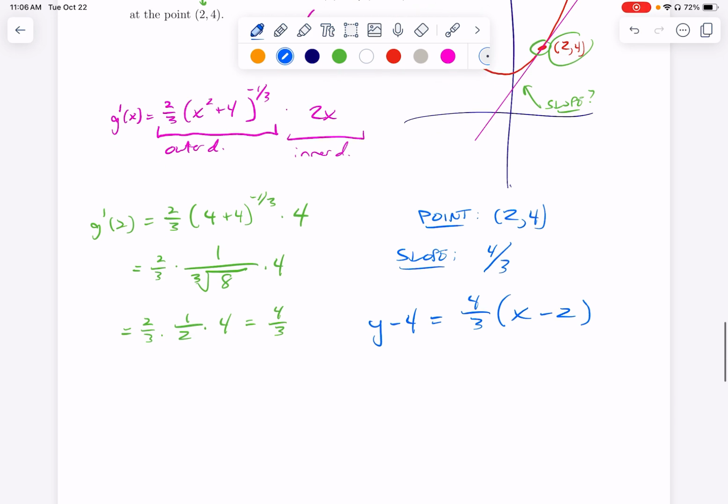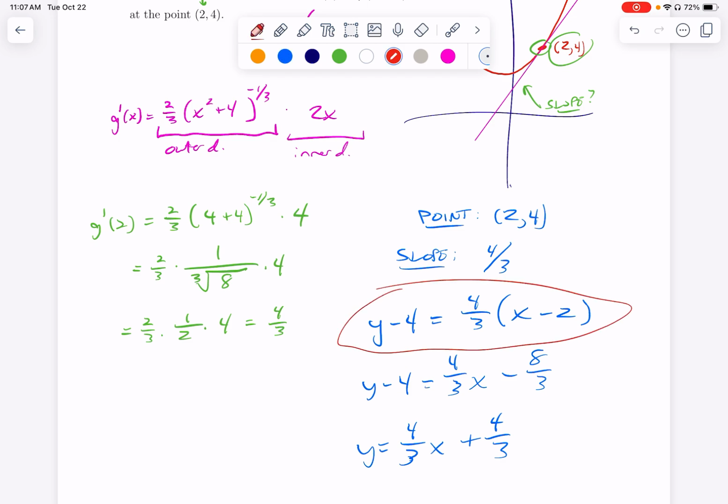If you want, you can do a little more math to get it in slope intercept form. And it would look like this, if I'm doing my arithmetic correctly. I'm a big fan of just point slope form.